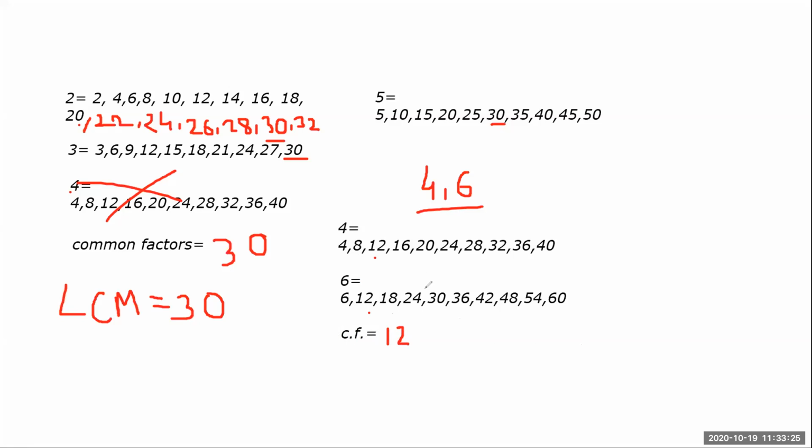Then 16, 18, 20, 24. Yes, 24 is also there. Here also 24. So here our 24 will also come, right? Now 28, no 28, 32, no 32, 36, 36. So here our 36 will come again, right? 40, no 40. Okay. Now common multiples are 12, 24, 36. But in these three common multiples, what is the lowest common multiple? 12. So what is the answer? 12.